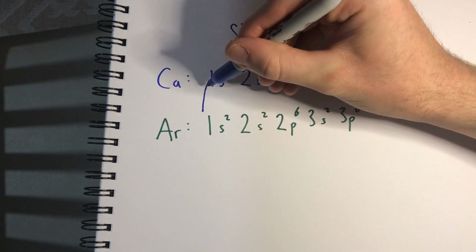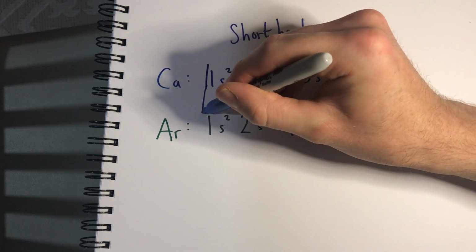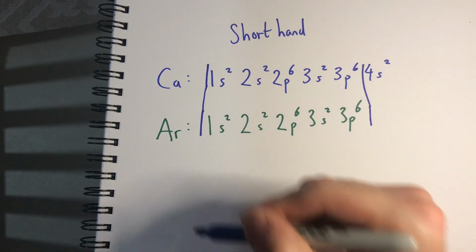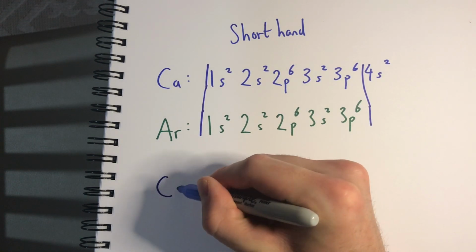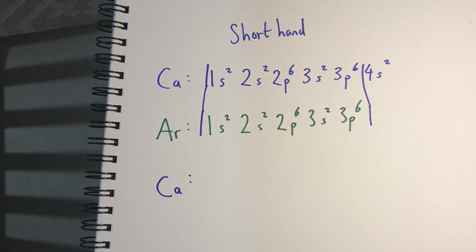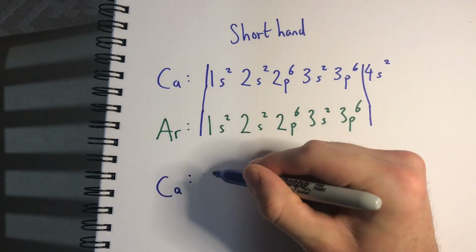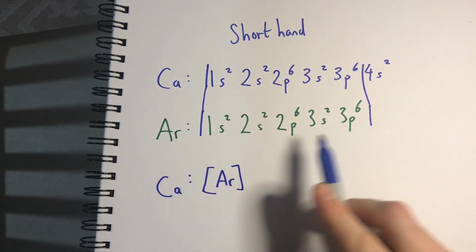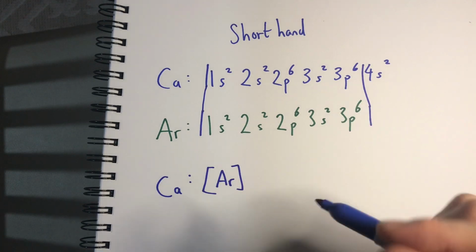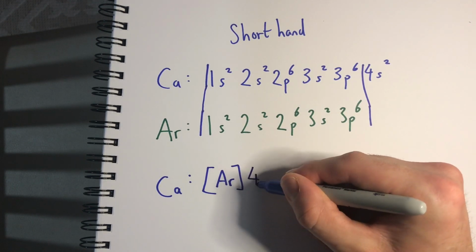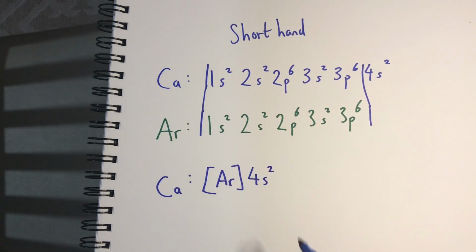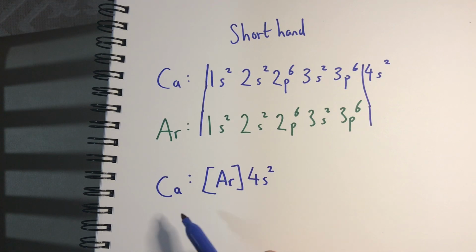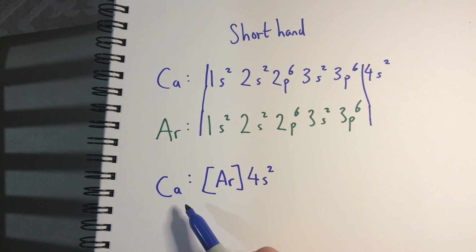So we can use this fact to help us to write out a shorthand way for calcium. So it would look like this. Calcium, its structure is the same as argon. I'll do it in a square bracket like that. It's the same as argon up to here with the addition of the 4s2. So if I write argon in the square brackets and then put 4s2 afterwards, that's the same thing as saying the electronic structure for calcium.